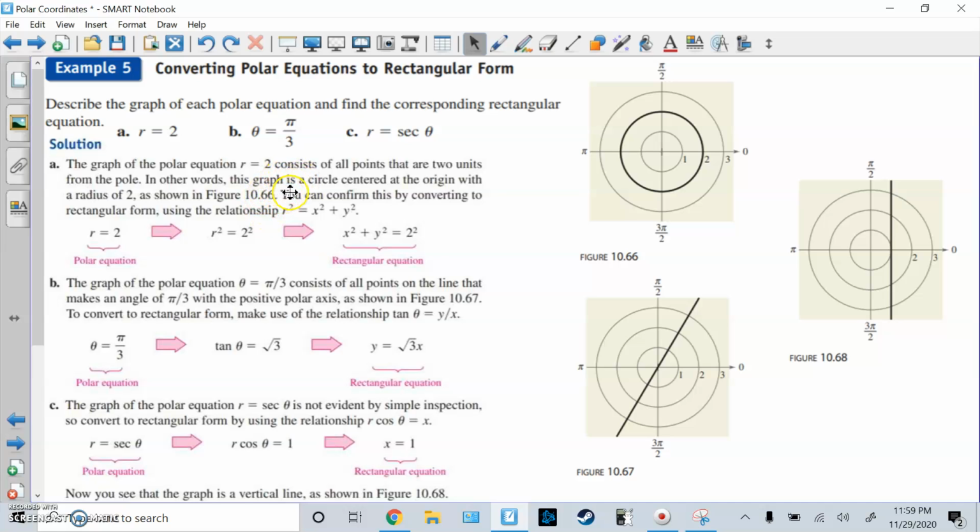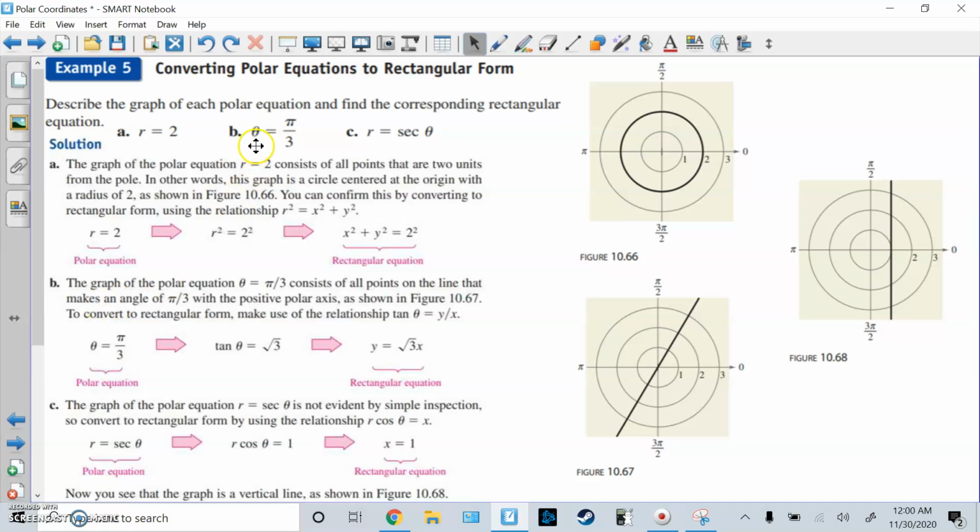Alright, so since we know it's a circle, radius 2, we confirm this by converting to rectangular form. We use the fact that r squared equals x squared plus y squared. So here's our original equation, r equals 2. You can square both sides, so r squared equals 2 squared. Then you replace r squared, the left side, with x squared plus y squared. And if you notice, this is the equation of a circle.